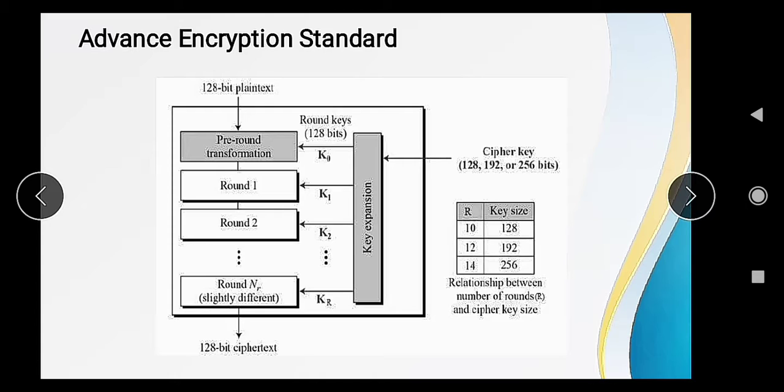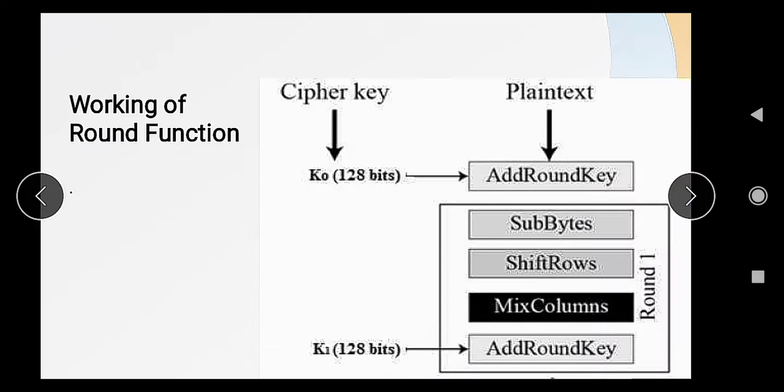Okay, so this is the block diagram of the technique. After this, let us see the working of each round. So what is the process of each round? In each round we actually have 4 steps, that are sub bytes, shift row, mix column, and add round key. Okay, so let's start with the first round. Let us understand the technique.